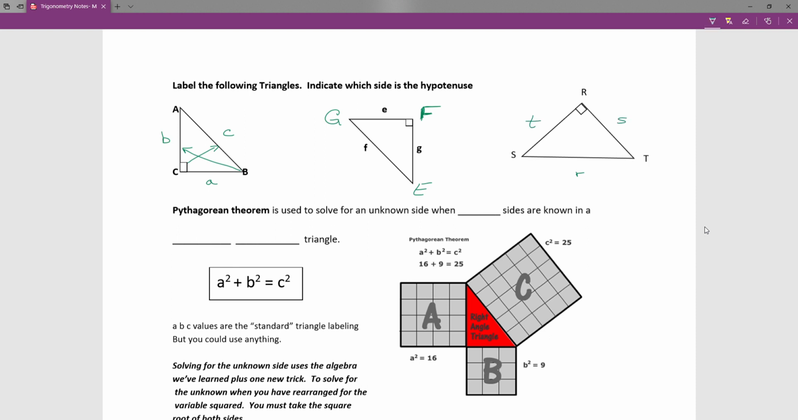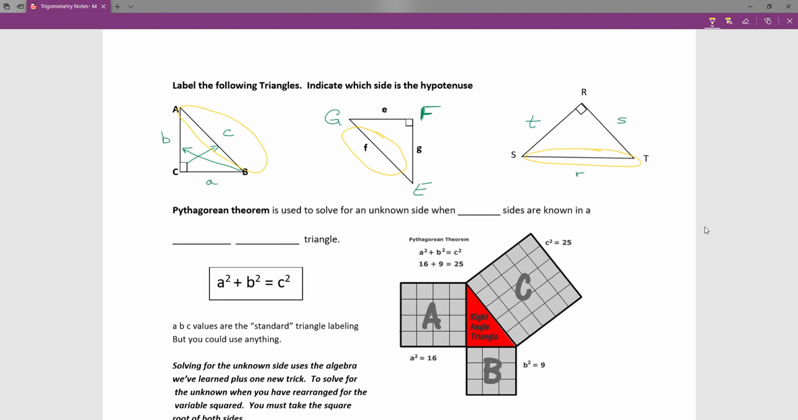On these ones, I'm going to take yellow and I'm going to circle the hypotenuse. So this would be the hypotenuse, and this would be the hypotenuse, and that would be the hypotenuse. The hypotenuse is always across from that 90-degree angle.